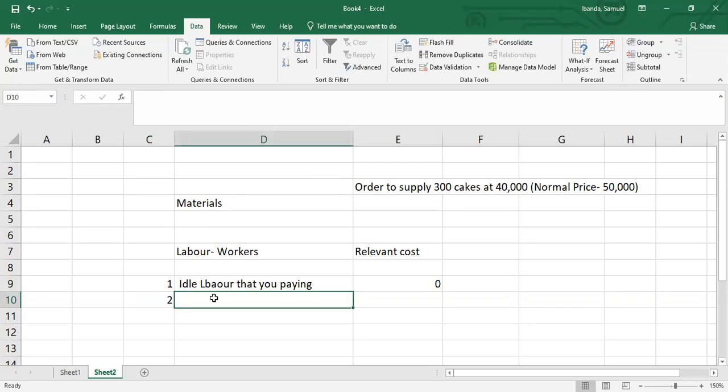So you could have labor that will work for extra hours.